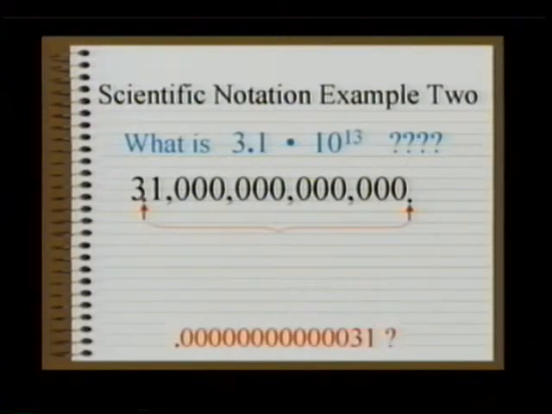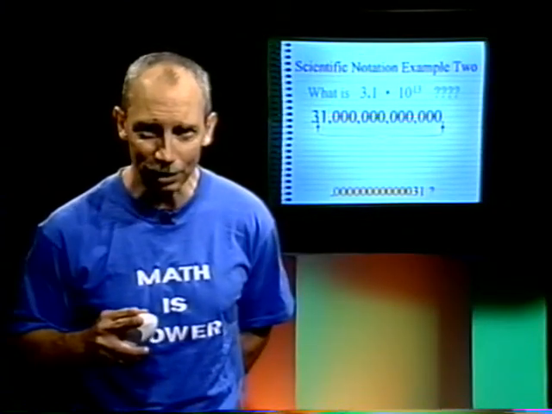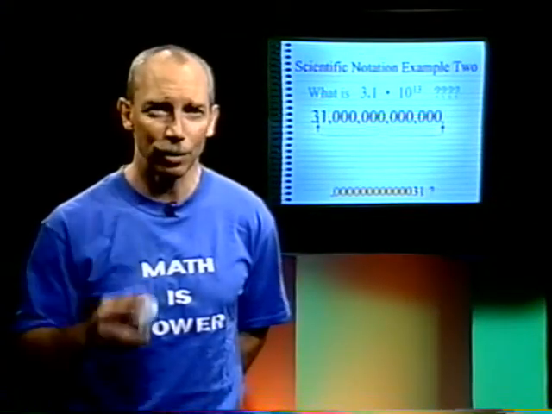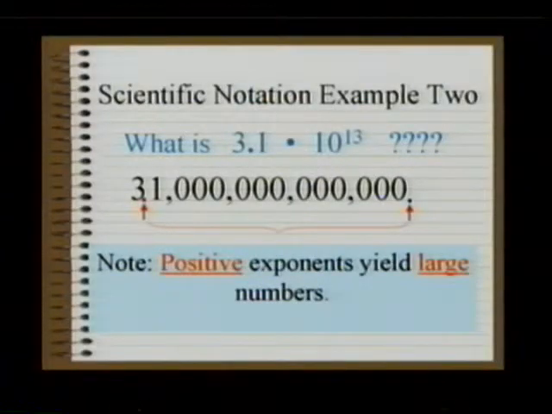Now how did I remember not to go the other way? How come I didn't go from 3.1 backwards to the left? Because I'm not going to remember my left and my right. I'm going to remember that a very large number should give an answer that's very large, and it did, because I had a positive exponent, 10 to the 13th.